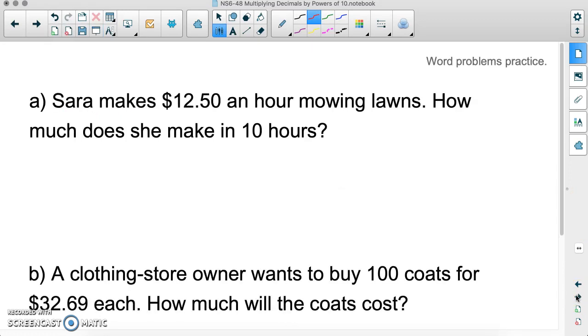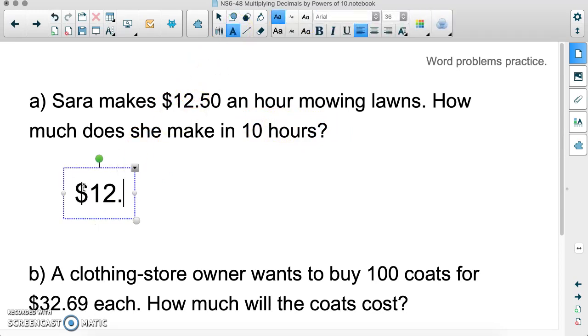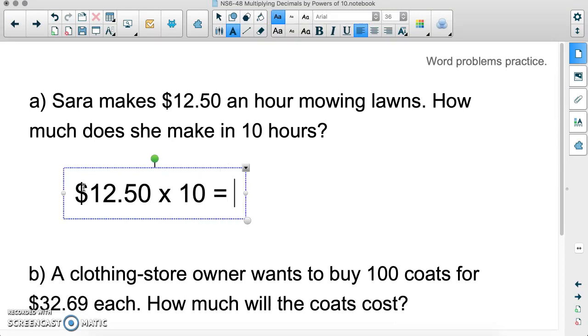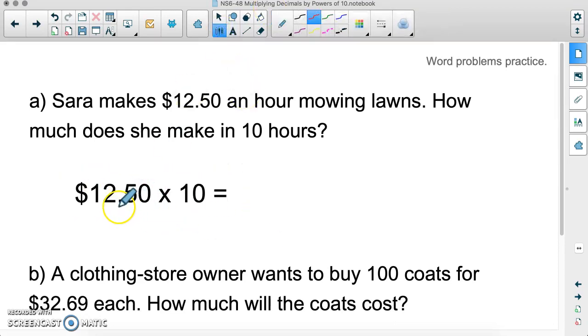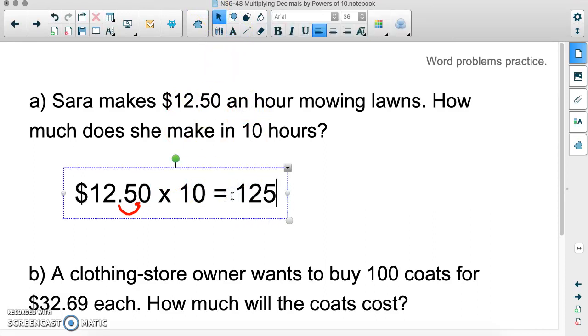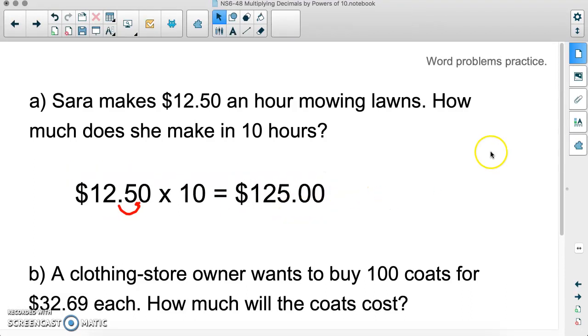So before we begin our exercise today, let's just do 1 or 2 word problems together. Sarah makes $12.50 an hour mowing lawns. How much does Sarah make in 10 hours? So she makes $12.50 in 1 hour, so I need to multiply by 10. If I'm multiplying by 10, my decimal place is going to move 1 spot to the right. So in 10 hours, Sarah is going to make $125. Okay, so I've moved that decimal place 1 place to the right.